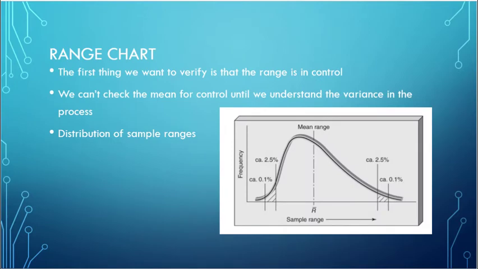The first thing we want to verify is that the range is in control, because if the variance is not in control, looking at the mean isn't going to make any sense.